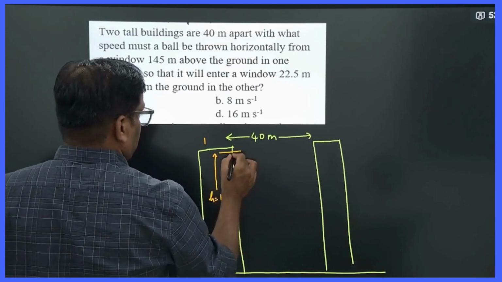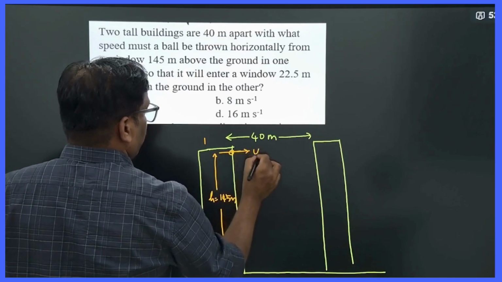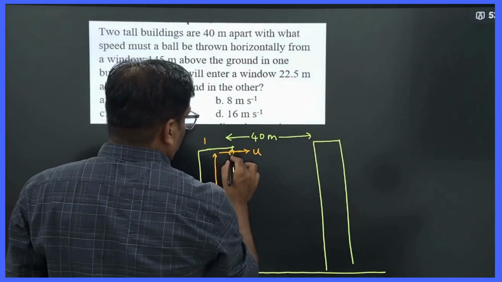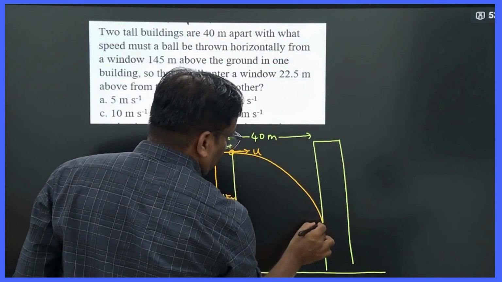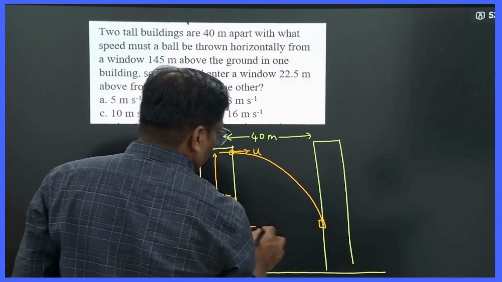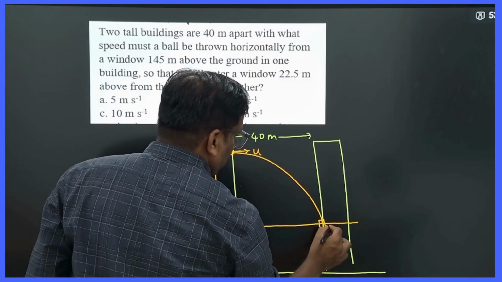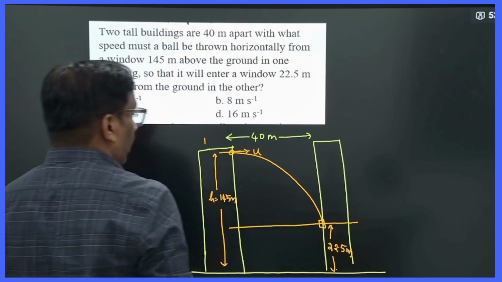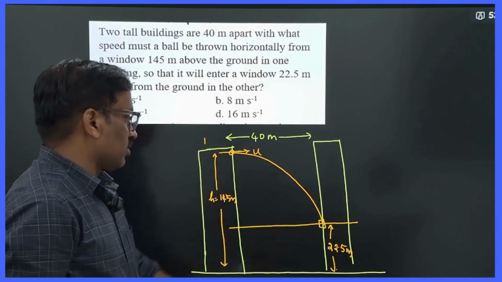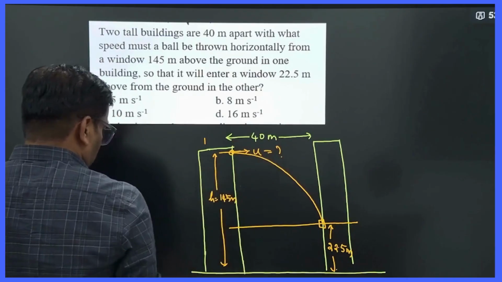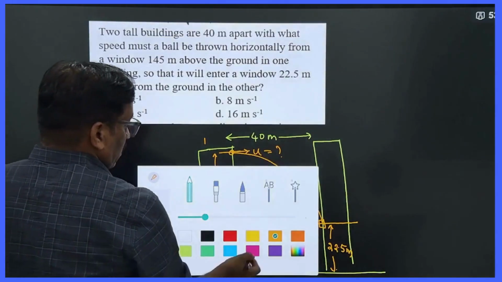From this window you are throwing a ball with some speed, and it enters another window here. This window is at a height of 22.5 meters, so that the ball will enter it. With what speed we want to throw it, we want to calculate. So it is a very simple question.